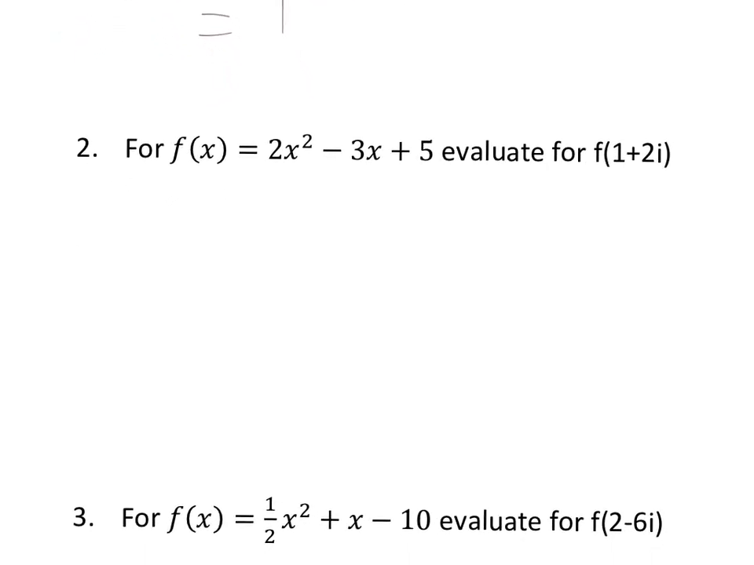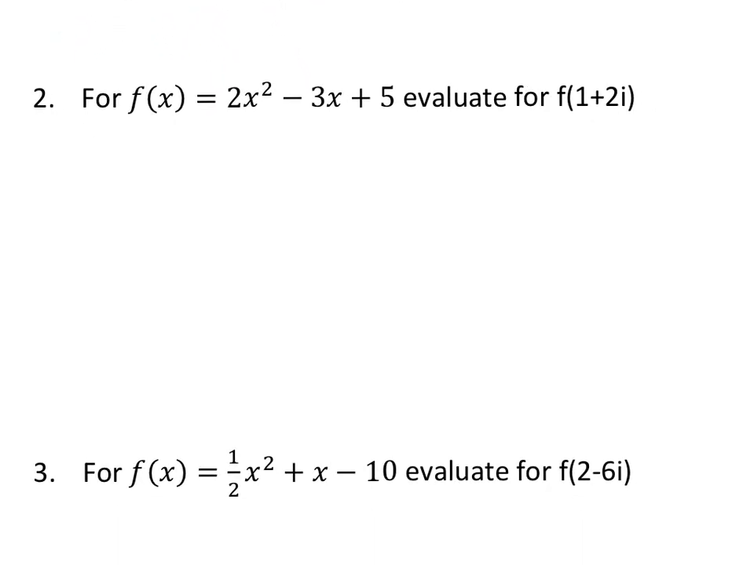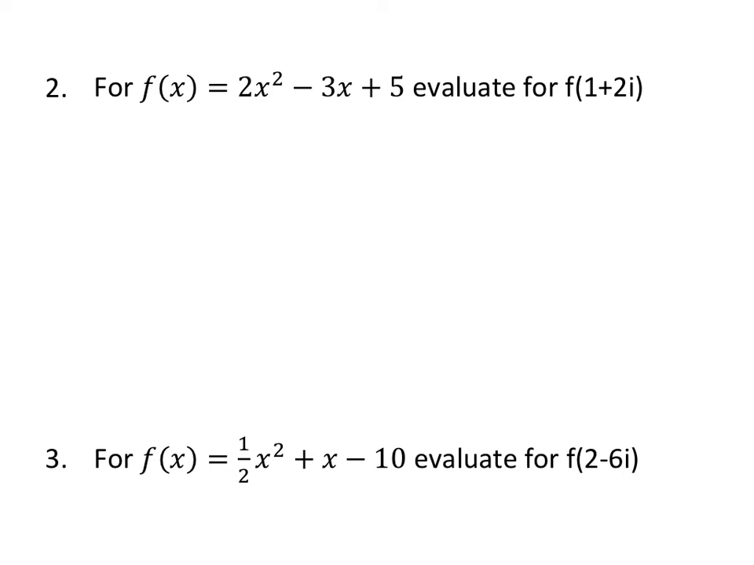So, for f of x is equal to 2x squared minus 3x plus 5, evaluate for 1 plus 2i. So same thing as before, we're just going to plug in our 1 plus 2i into all of our x's. So this becomes 2 times 1 plus 2i squared minus 3, 1 plus 2i plus 5.